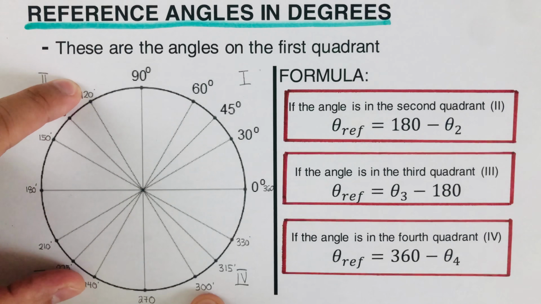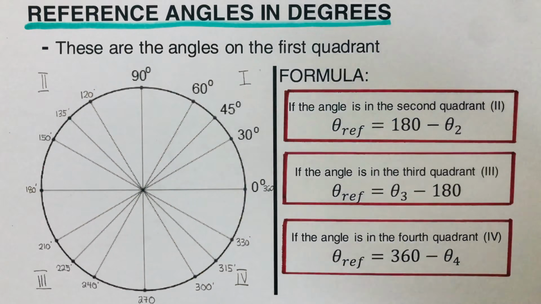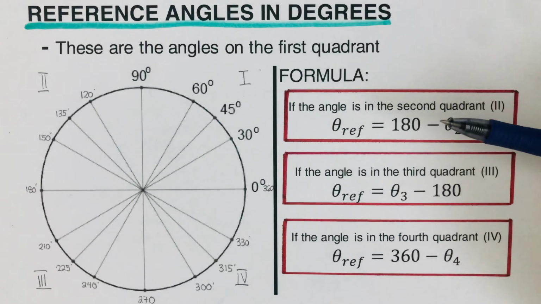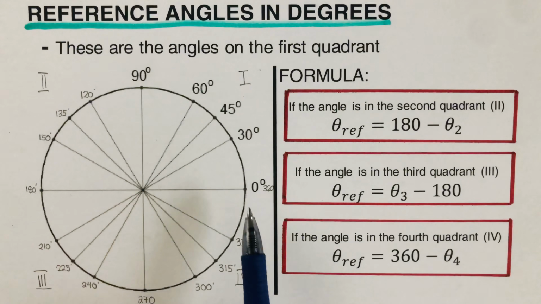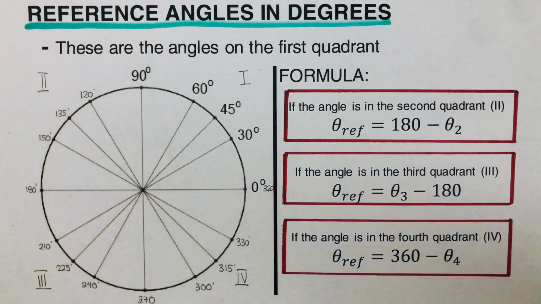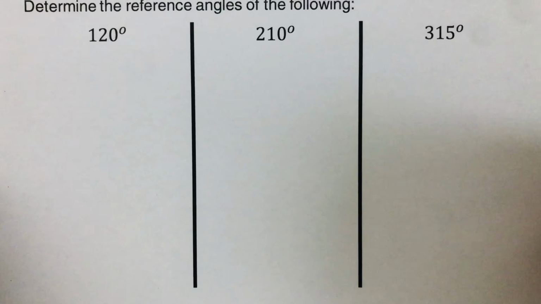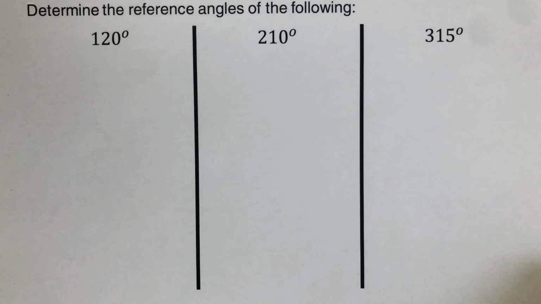How do we determine the reference angle if the unit circle is not drawn for us? This is where these 3 formulas would come in. These formulas would only work for one cycle only, which means one full turn around the circle. So we're going to use the formulas in these examples. Determine the reference angles of the following.